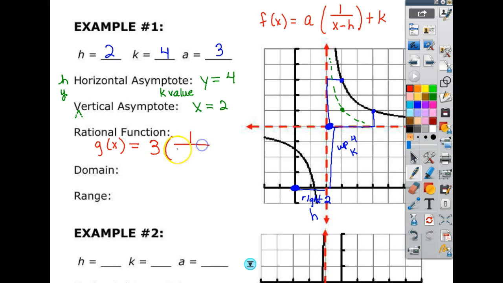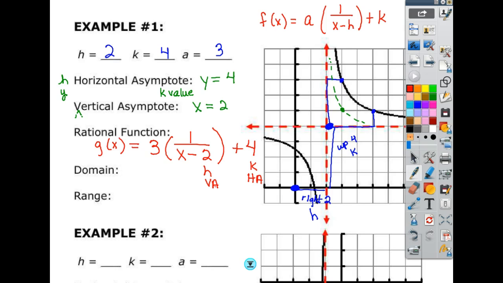Okay, 1 over X minus, what's our H? 2. And see, it became a minus 2, didn't it? So when it's in the formula or in the equation, it becomes a liar. It's the opposite. But when you're just naming it, you make it tell the truth, the H. And then we say plus 4 out here. So this is your H. This is your K. This is your horizontal asymptote. This is your vertical asymptote.